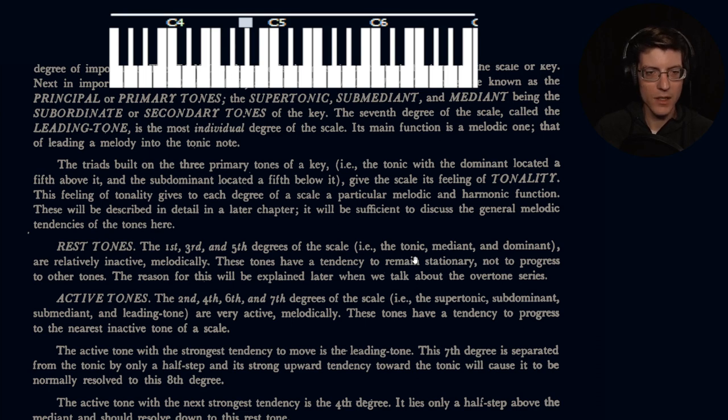Active tones. The second, fourth, sixth, and seventh degrees of the scale. If I play these out, the first, third, and fifth degrees of the scale, let's do the scale of G major: the first, third, and fifth, tonic, mediant, and dominant, are relatively inactive melodically. The active tones are the second, fourth, and sixth.